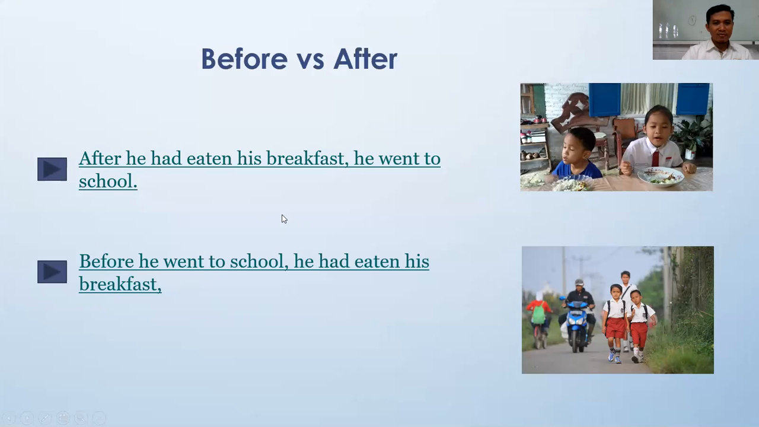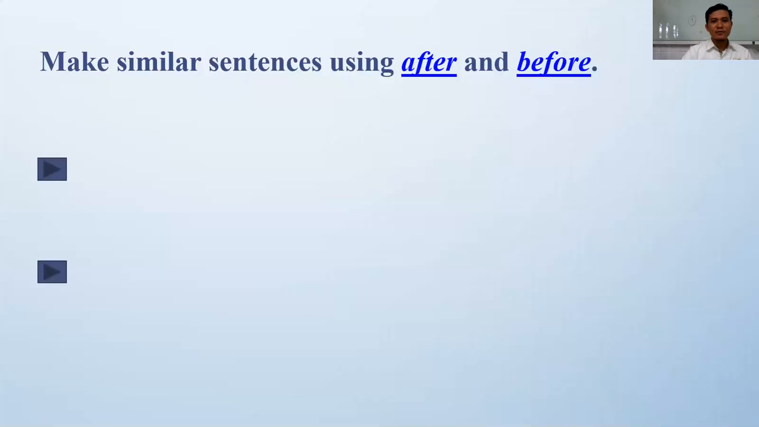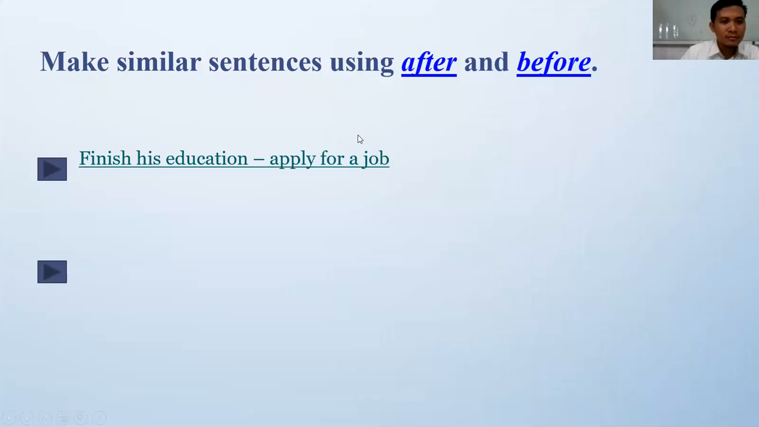Using after and before. Okay, now I'm going to give you an exercise. Can you make a similar sentence using after and before? Okay, finish his education and apply for a job. So can you use after and before here? Which one is the first action and which one is the second action? Finish his education and apply for a job. Which one happened first? He finished his education first and then he applied for a job.